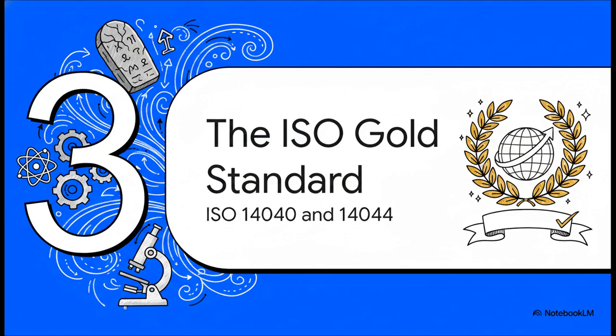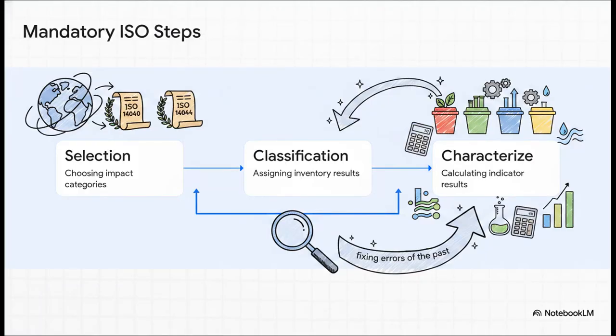Thankfully, that historical failure paved the way for modern science. Section 3, the ISO gold standard. To fix those old errors, the globally recognized ISO 14040 and 14044 standards were created. The crucial point here is that this modern framework demands 3 strictly mandatory, purely scientific steps to make sure we aren't just making subjective guesses anymore. You absolutely must perform the selection of your impact categories, the classification of your inventory results into those categories, and finally, the characterization of those results into common units.